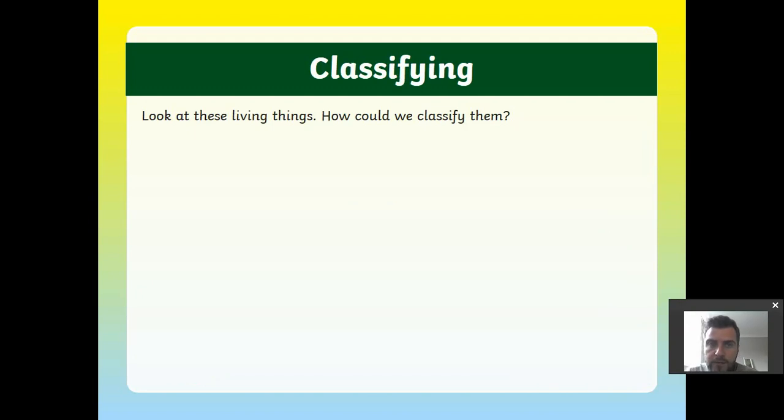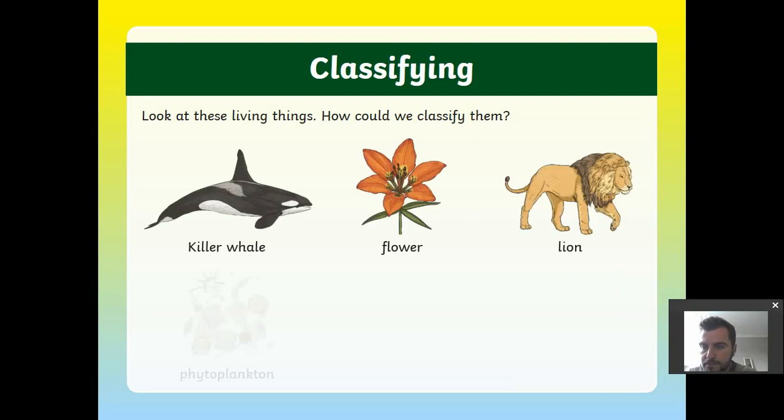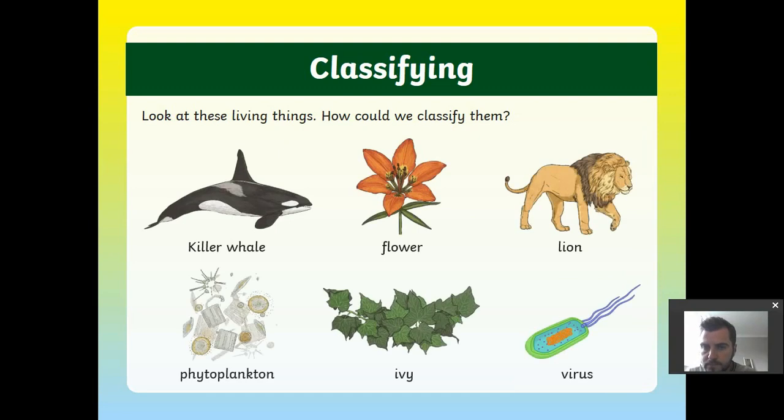So let's look at living things. How could we classify these? So we've got a killer whale, a flower, a lion, a phytoplankton, ivy, and a virus. How can we classify these?